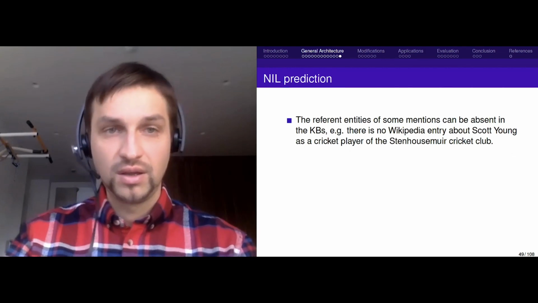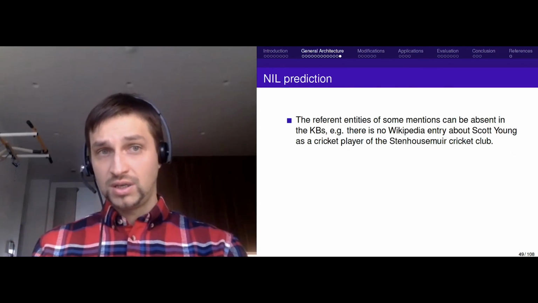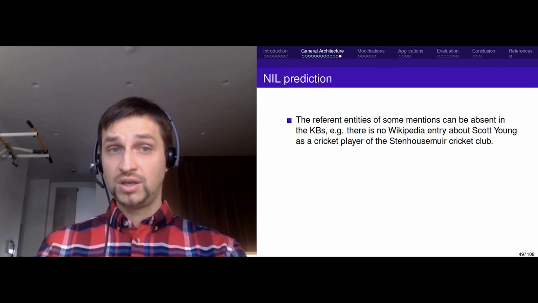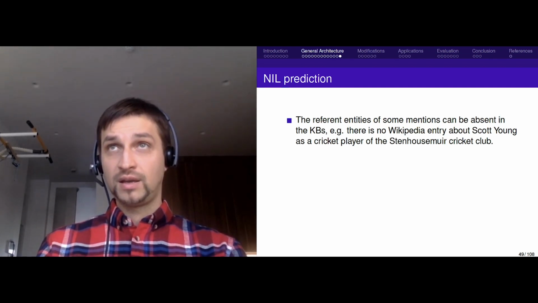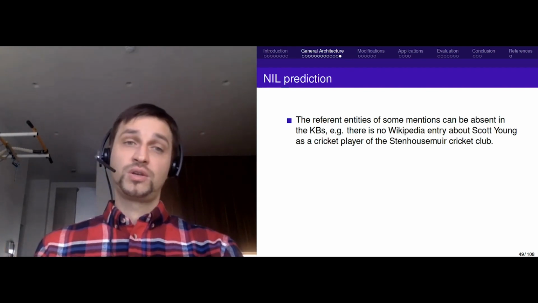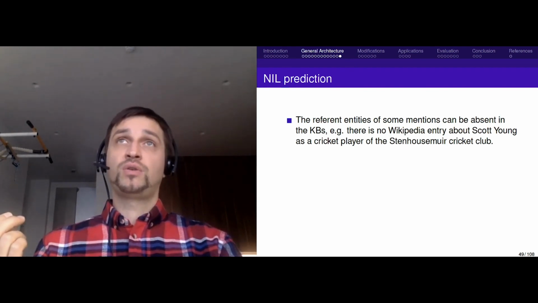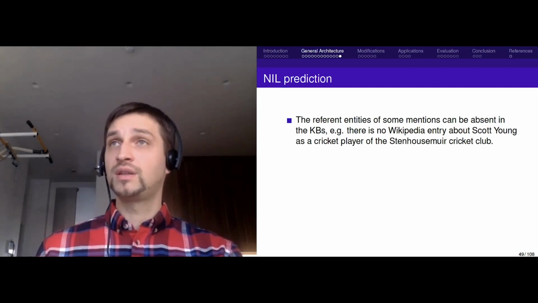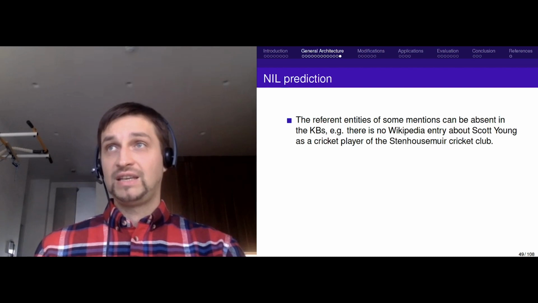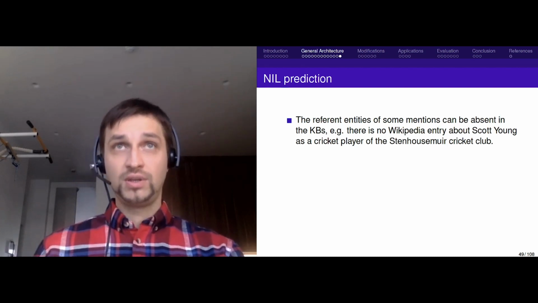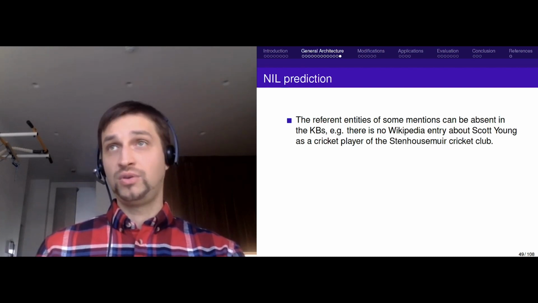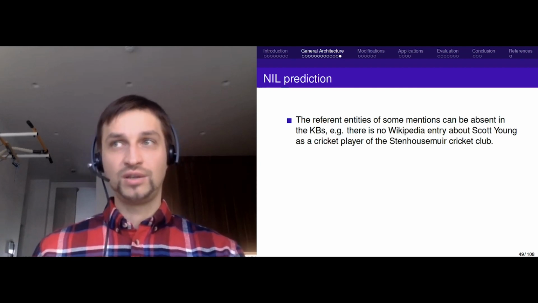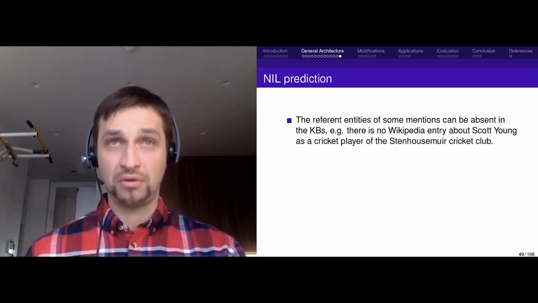Okay. And the final ingredient to the general architecture is a nil prediction, which is some kind of a reject option. So think of a mention of a person who is not listed in the knowledge base. There is no good solution to this linking problem. You have to reject to link this, otherwise you will be forced to make an error.